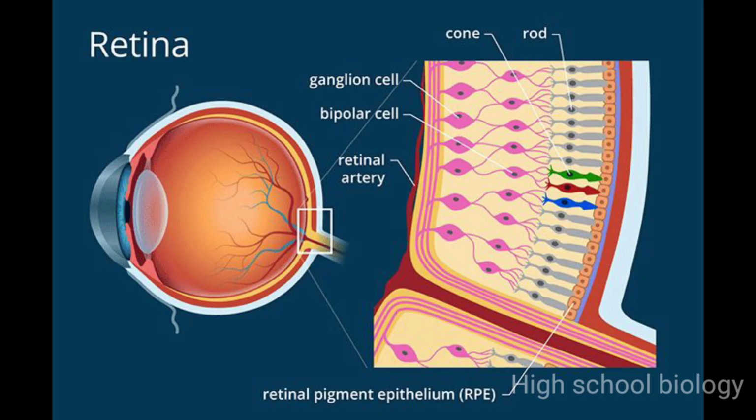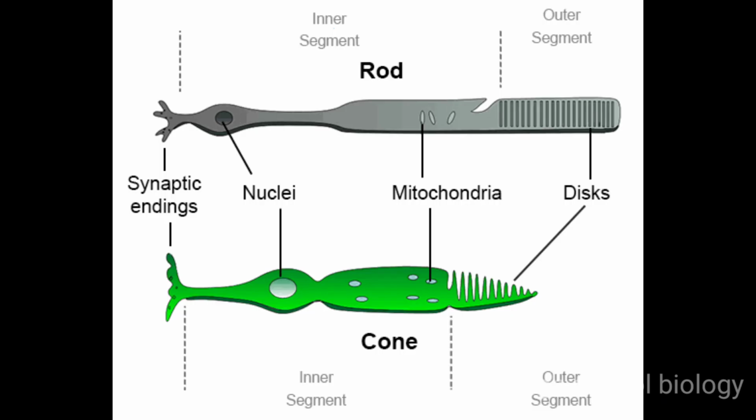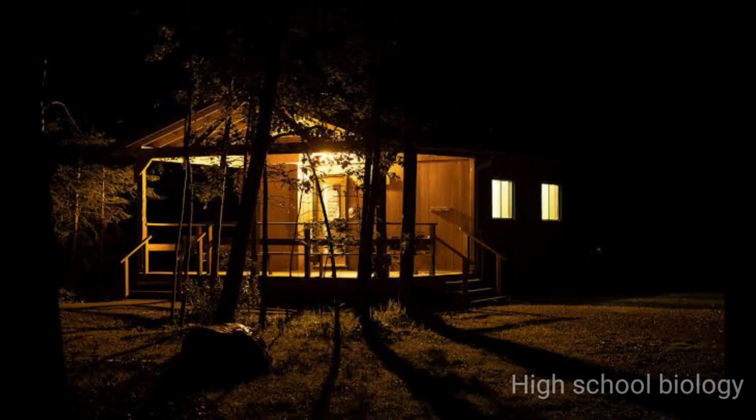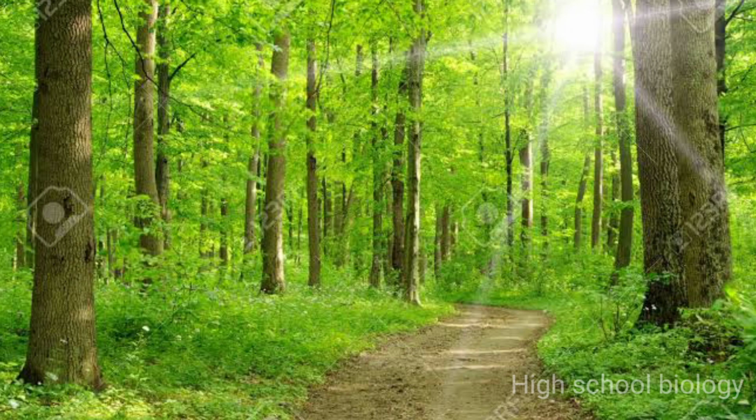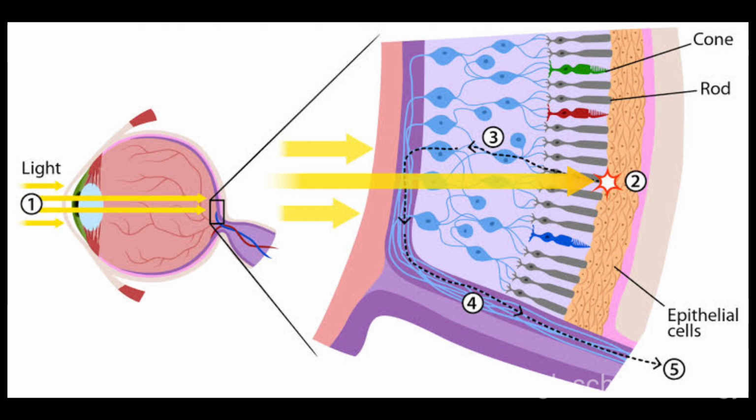In this, there are two types of photoreceptors, and they are rods and cones. Rods are responsible for vision at low light levels, you can say scotopic vision. Cones are active at high light levels, photopic vision, we can say. These are capable of color vision and responsible for high spatial acuity.